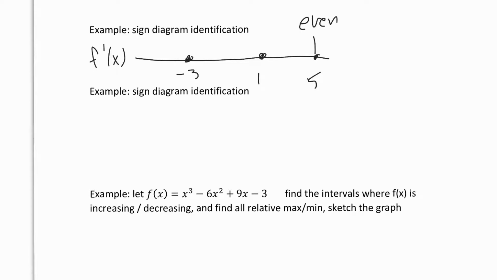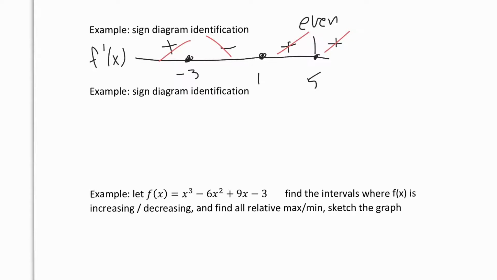So we'll pick a number to the right. I'm just making this up. Let's say it's positive. So positive, positive, negative, positive. So what that means is the function is increasing, then decreasing, then increasing, then increasing.